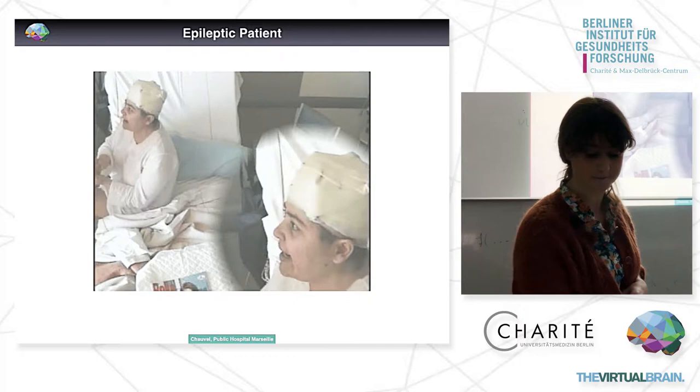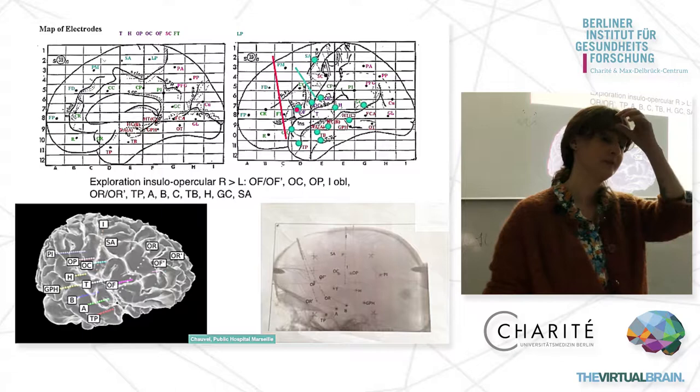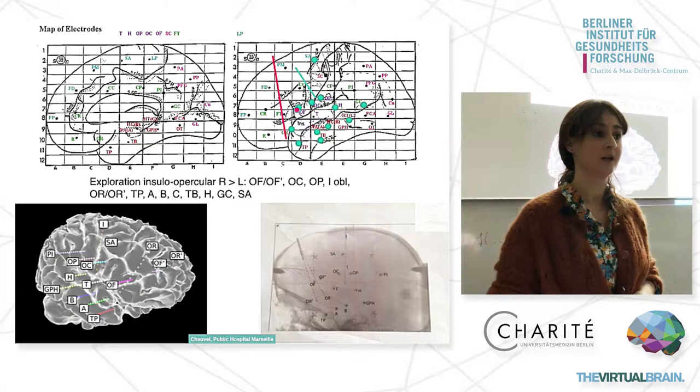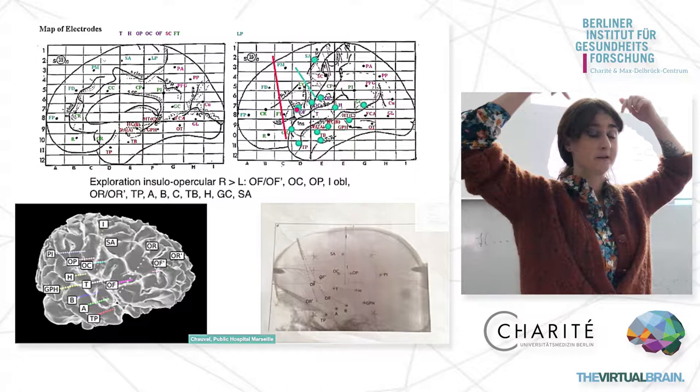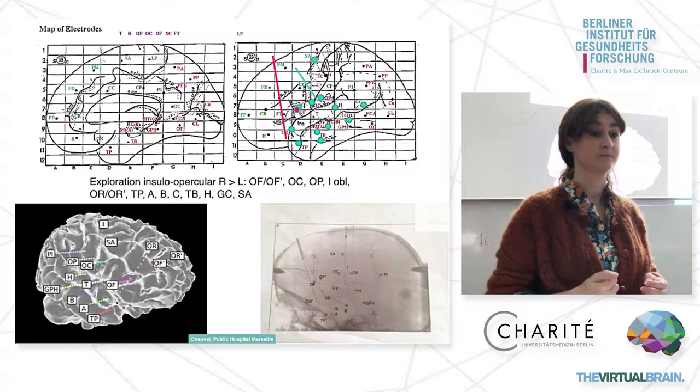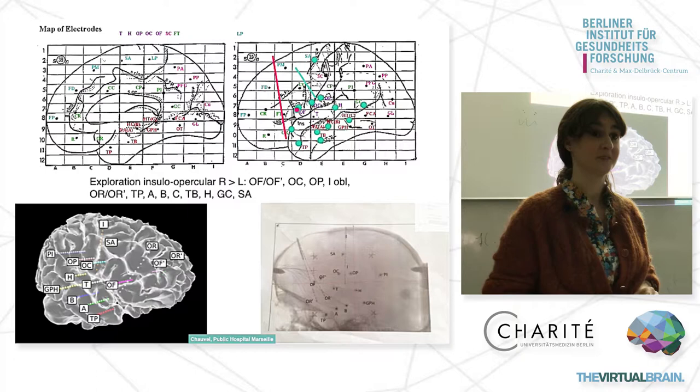What was that? So it is an epileptic patient in Marseille. This is after surgery? Yes. So you see the cap here. There is a stereotactic electrode implanted in the brain. That was a seizure? Yes, a real seizure. Did the seizure do something to this patient? No, she actually has real seizures, she is an epileptic patient.